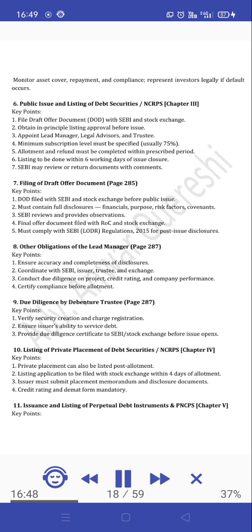10. Listing of private placement of debt securities, NCRPS Chapter 4. Key points. 1. Private placement can also be listed post-allotment. 2. Listing application to be filed with Stock Exchange within 4 days of allotment. 3. Issuer must submit placement memorandum and disclosure documents. 4. Credit rating and DEMAT form mandatory.